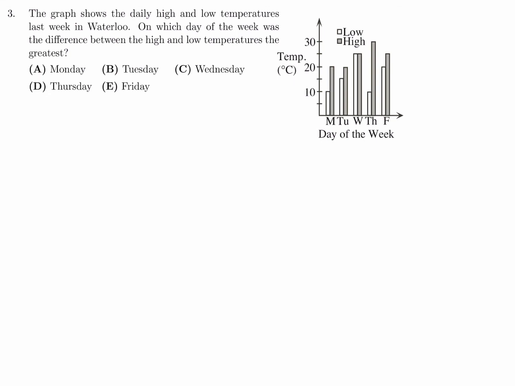The graph shows the daily high and low temperatures last week in Waterloo. On which day of the week was the greatest difference between the high and low temperatures? Well, here's the graph, and if you look at the graph, you'll clearly see that on Thursday, the high was 30 and the low was 10.